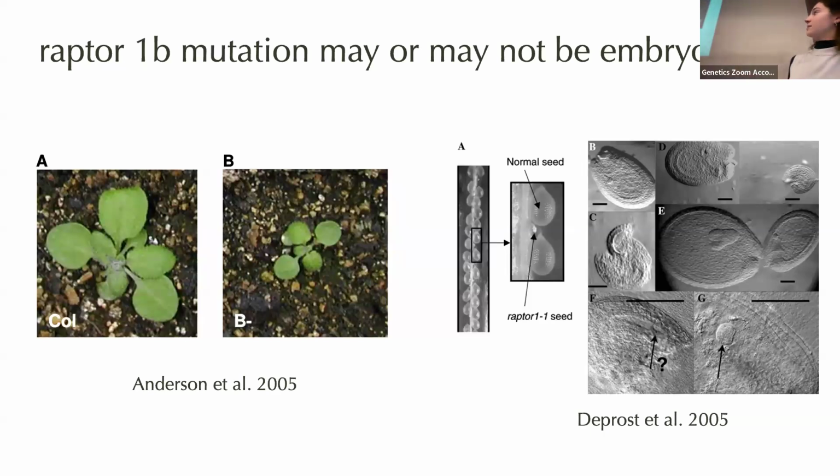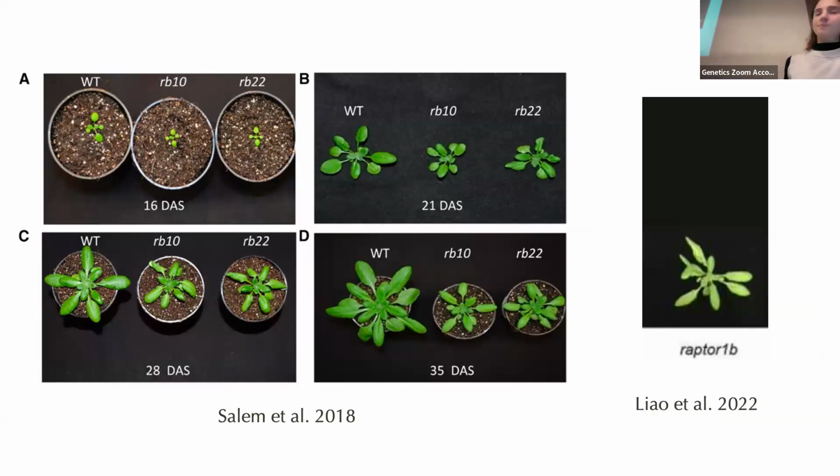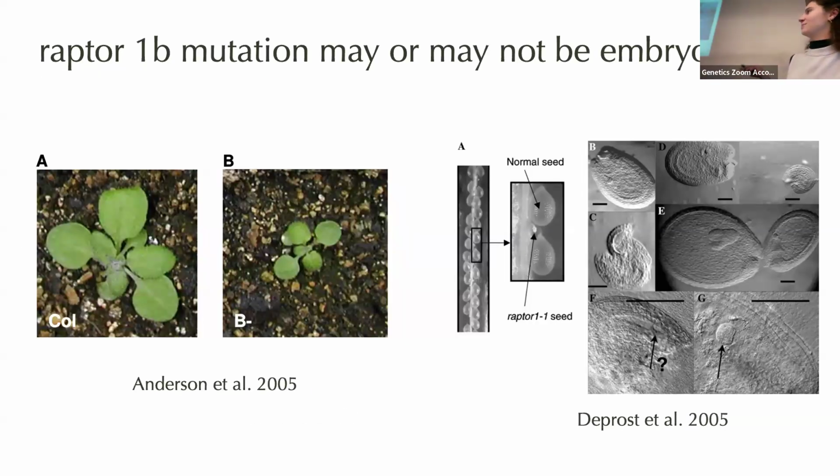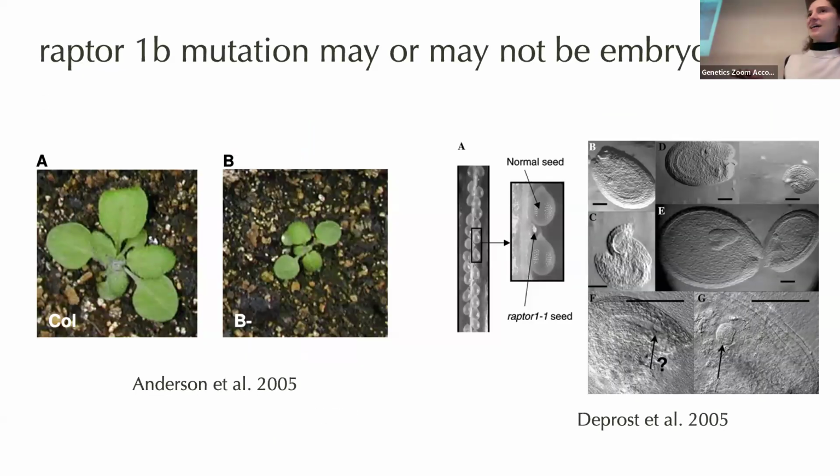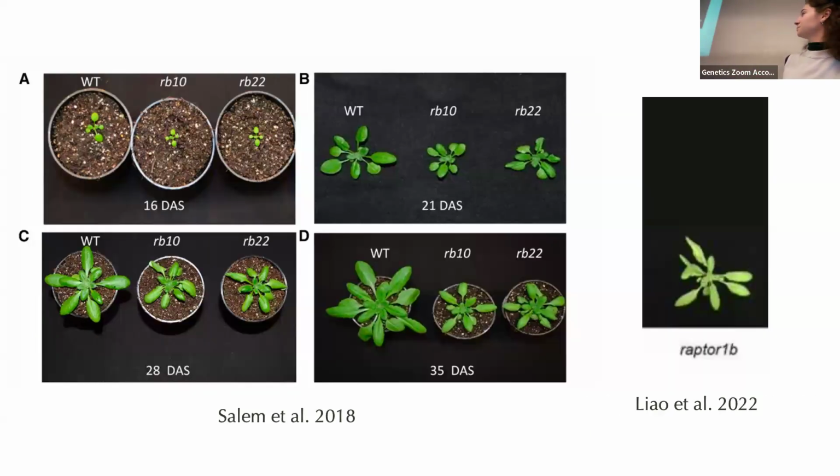So that's one discrepancy. And then as the years go on, you can see that, so these are all Raptor 1B mutants, they get bigger and bigger. Not actually the plants, but what people are showing in their papers is a plant that is more and more alive. So by like 2018, you have plants that are basically half the size of a normal plant, as opposed to what this paper showed, which was that they are dead, or this paper, which shows that they're really tiny.